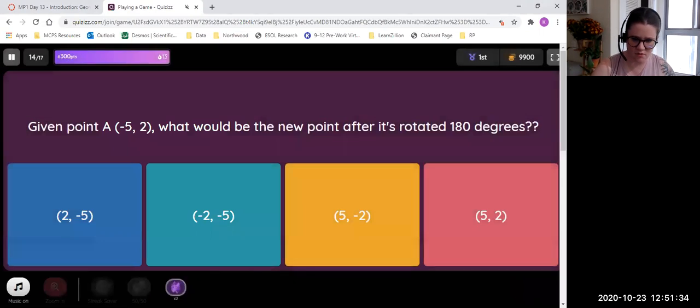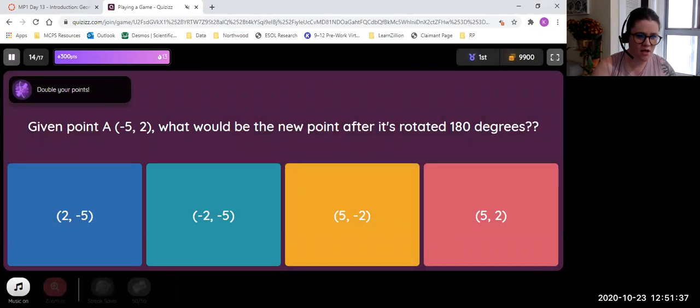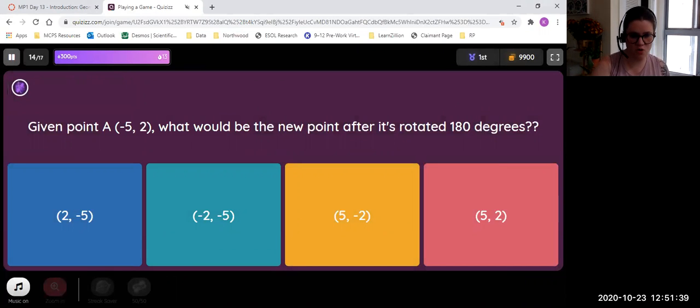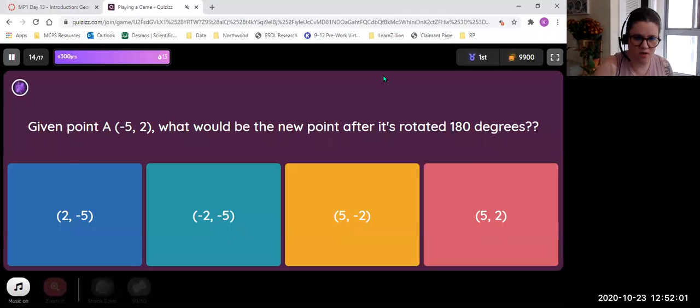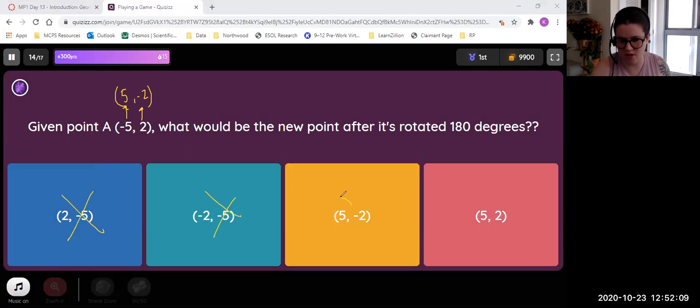Given point A, -5, 2, what would be the new point after it's rotated 180 degrees? Well, I'm going to go back here, rotate 180, right? So that is this one here. X and Y stay in the same spot. We just flip the signs. So flip the signs, flip the signs. So this one is going to be a +5, and this will go to a -2. All right, so that's my answer. Not that one, not that one. +5, -2, not that one. Okay.